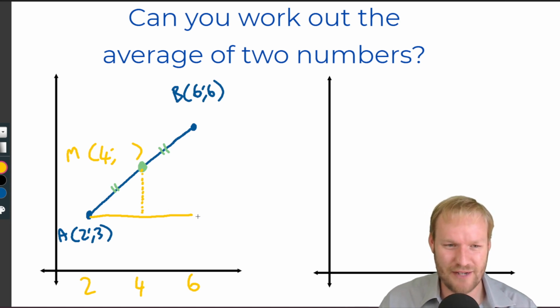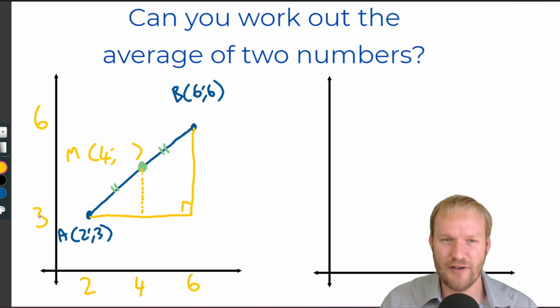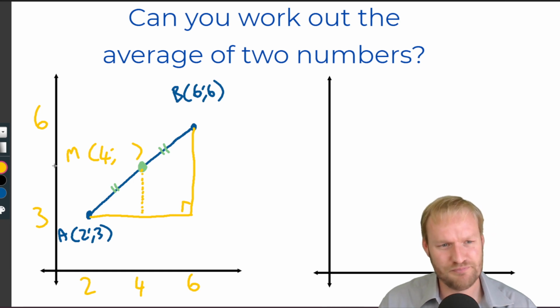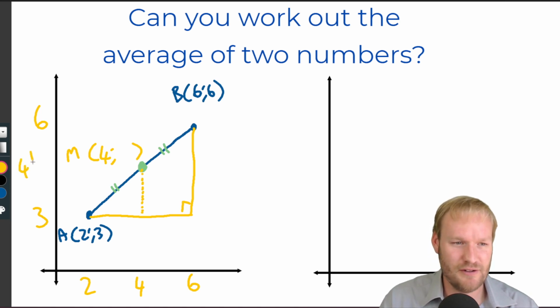Let's do the same with the y values. So the y values, again, look at this nice triangle like before. We're going from 3 up to 6, and we're trying to find the halfway point between 3 and 6. And possibly the easiest way is just add them up and divide by 2, like an average. So between 3 and 6, I think is 4.5.